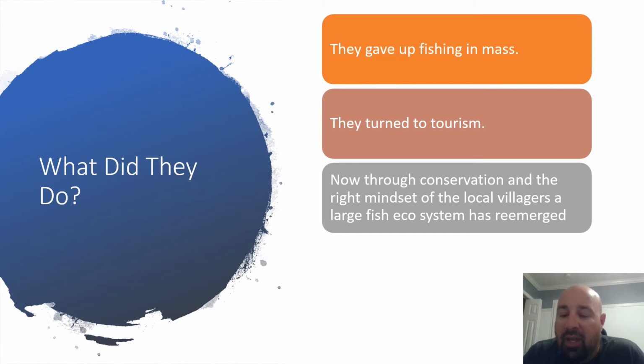But you can now go scuba diving. You can do a lot of things. But what's more important is what you're going to see has happened because of the mindset and the correct decision that the local villagers made. There's a large fish ecosystem that has reemerged. So plentiful that now there's actually talk that they are going to do some fishing, but it's going to be highly regulated.